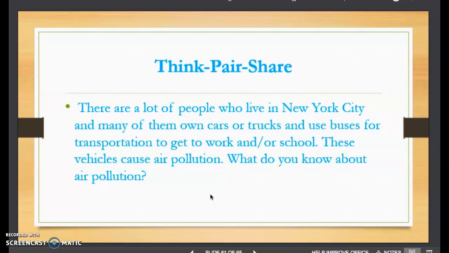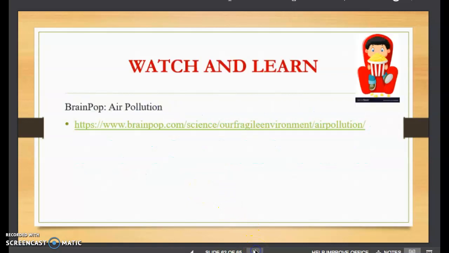Well, we know that these cars and these sources of transportation like buses, they all have something in the back that lets out exhaust from the gas that's being used. And all of that goes up into the air and it pollutes our air. And let's learn a little bit more about air pollution from this video.